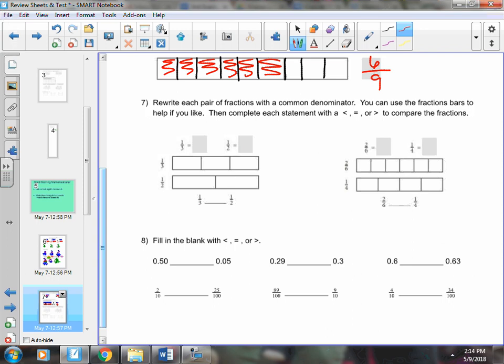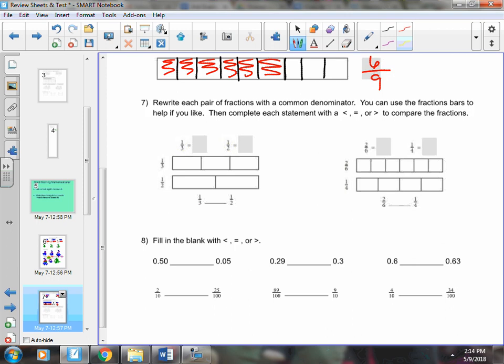Number 7, rewrite each pair of fractions with a common denominator. You can use the fraction bars to help if you like, but we do have to make them have a common denominator. So I'm going to look at the 2 denominators. I see a 3 and a 2. And I know I can change those both into a 6. You can also change them both into a 12 and both into 18, right? But I think 6 is probably the easiest just because it's the smallest. So I'm going to make them both have a denominator of 6.